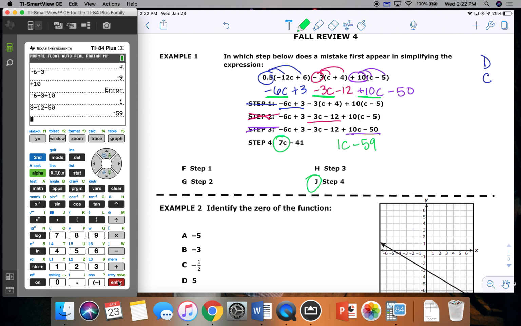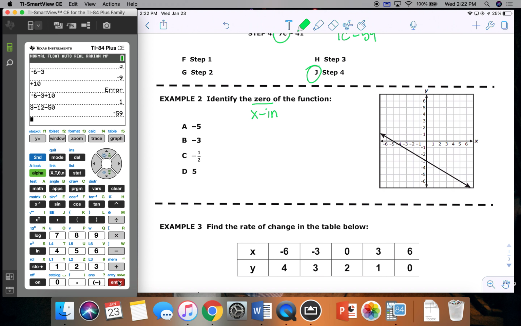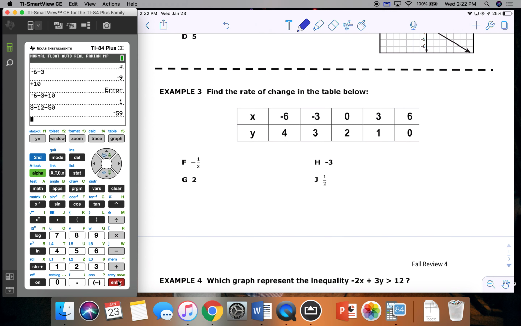Example 2 asks us to find the zero of the function. Zero is a fancy word for x-intercept. So the x-intercept is at negative 5. So we have the point negative 5, 0, or 0 means just a number, so that would be negative 5. The rate of change in the table below, rate of change is a fancy word for slope.